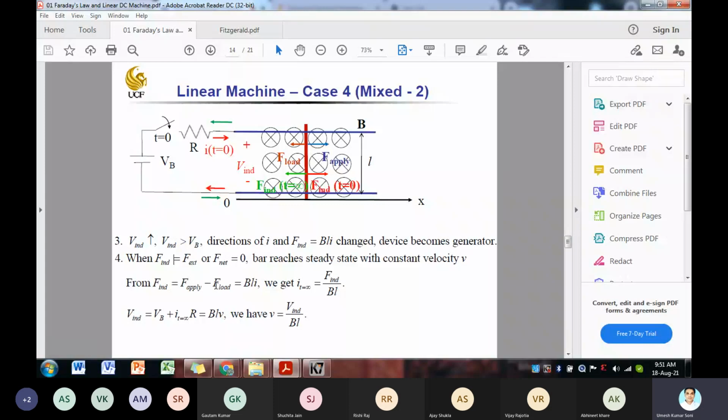So in that case, in generating mode, this is the mixed case. Mixed case means we are also applying the external force for generating mode, and we have also applied a load there, and there is also an induced EMF. Induced EMF will always be there, wherever there is a field and movement. Depending on the velocity and the current, the magnitude can change. So here you determine I equal to F induced upon BL, that is F apply minus F load upon BL.